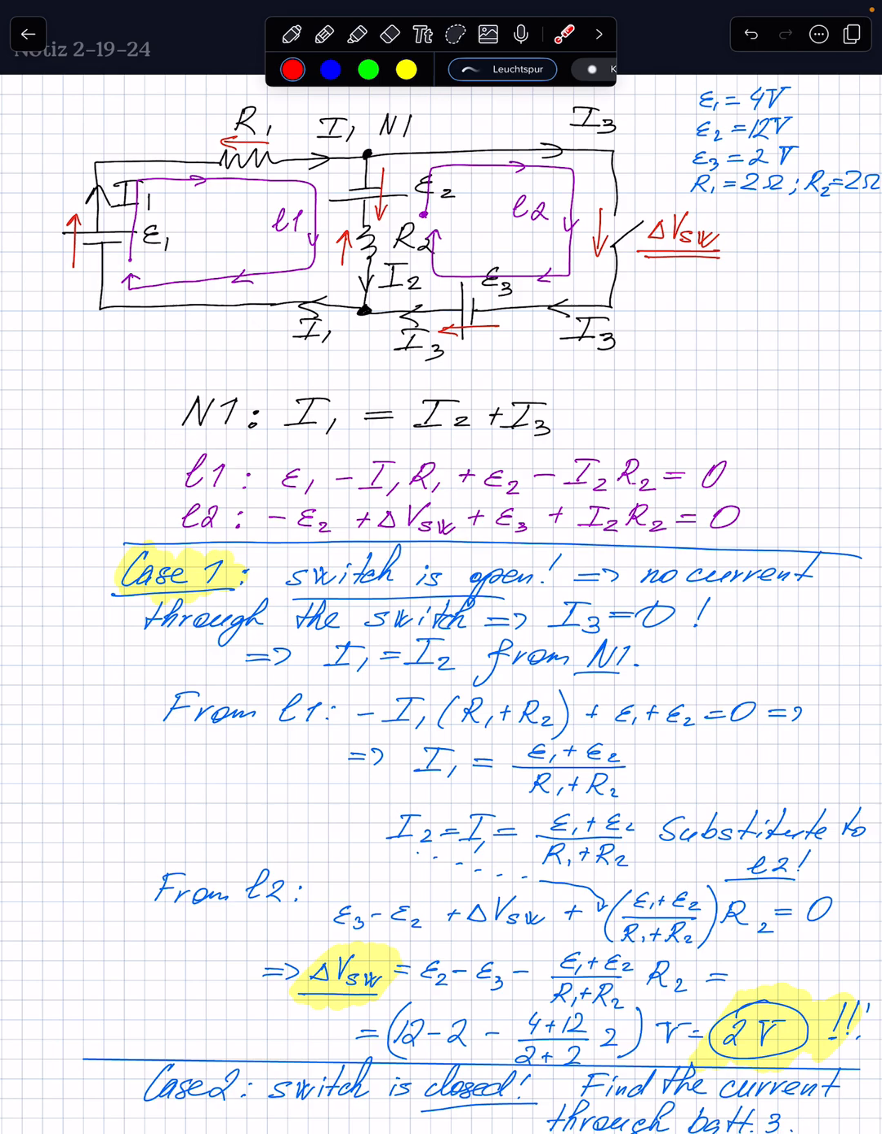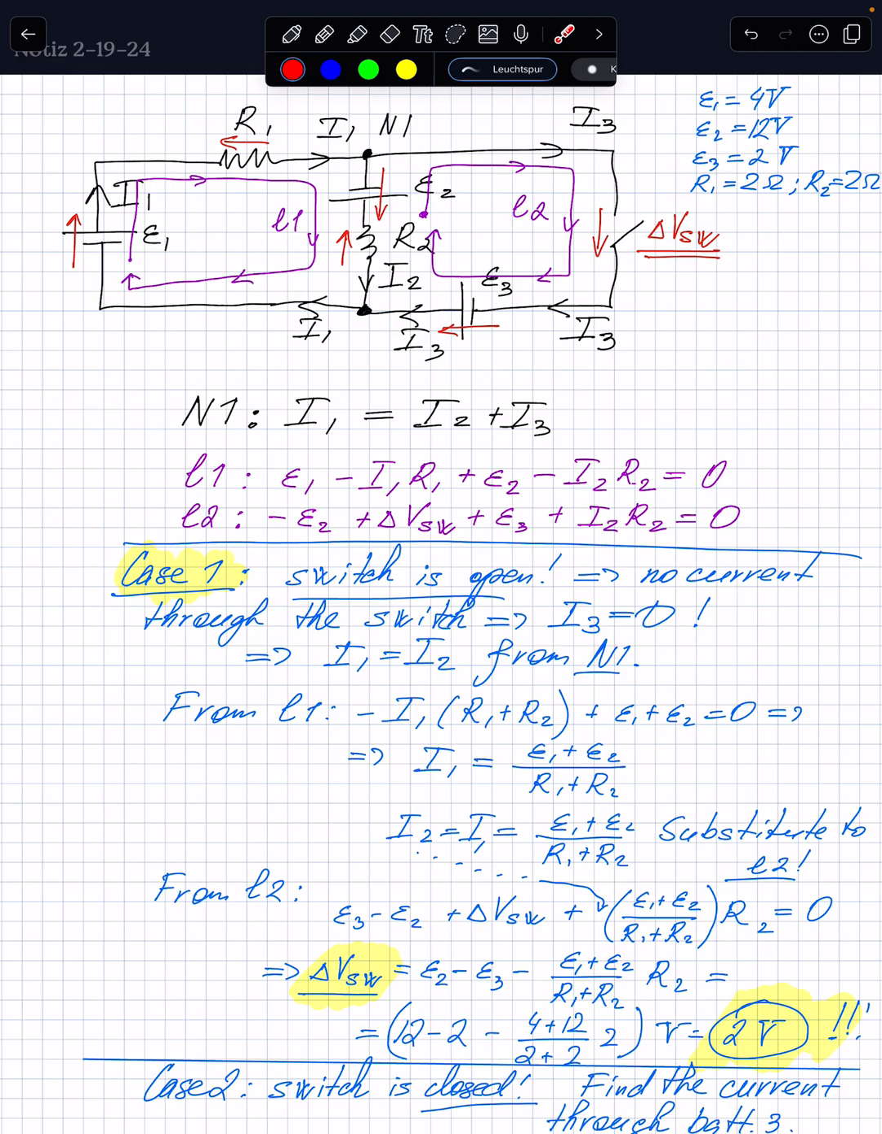So now I would like to also specify the potential differences across each device. For the batteries, it's always from short to long terminal, from short to long, from short to long. Okay, for the resistances, for the loads, it is always against the current, and that's it. So there are two loads.